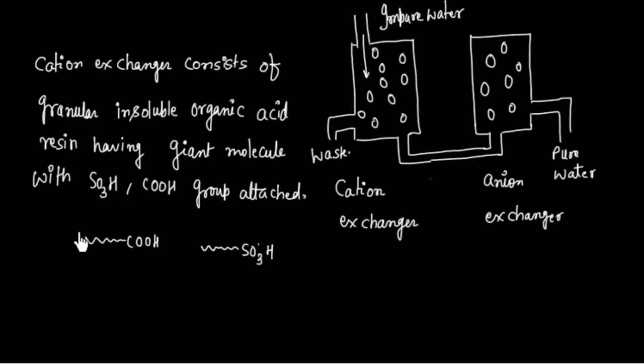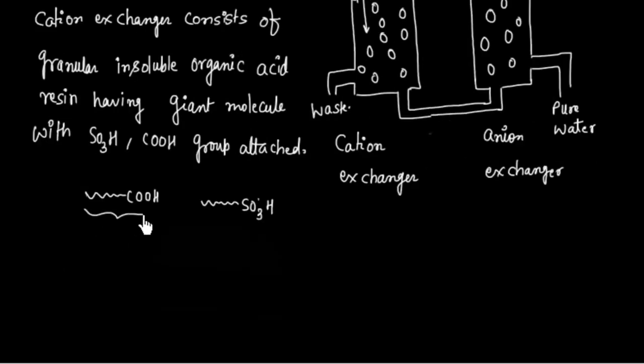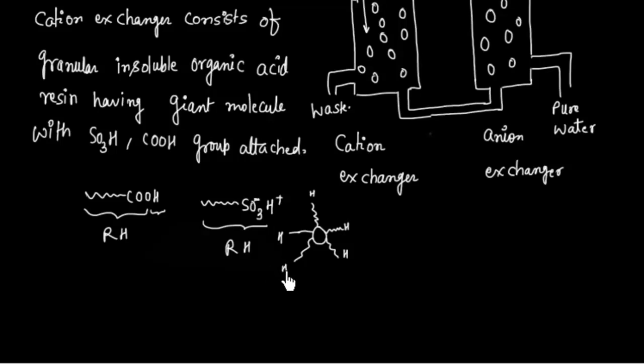So we can write this molecule as RH. This part I am writing R and this is H. I am writing this giant molecule as RH, and this is again RH. This molecule is basically fixed on a granule. So RH, RH, and this H is positive. If some cation comes, what will happen? H+ can be removed. Let us say I have Ca2+. If I add one atom of Ca2+, these two H+ will be removed.